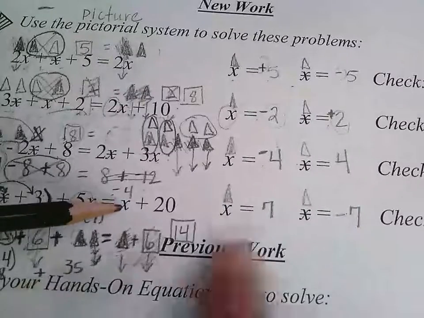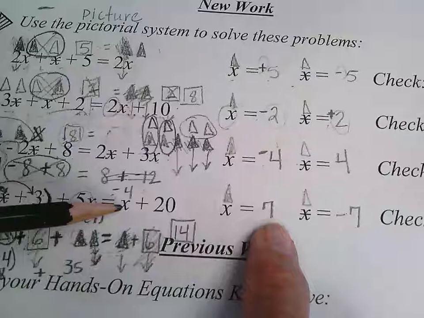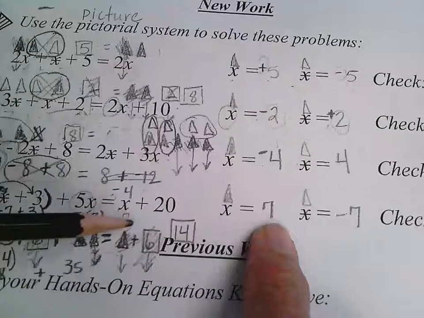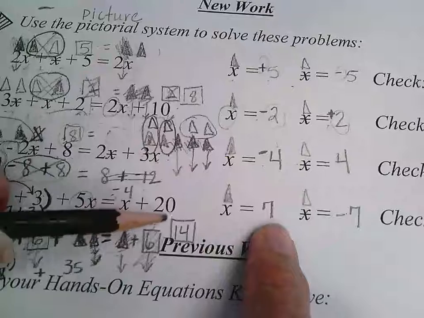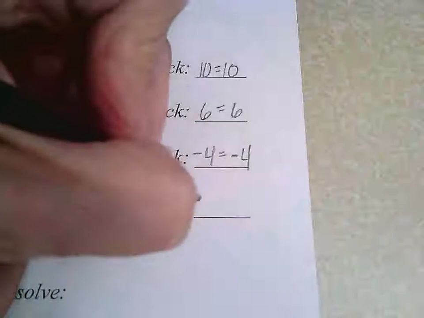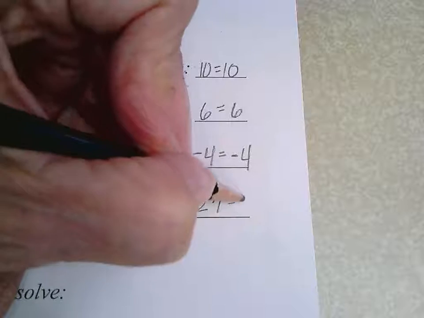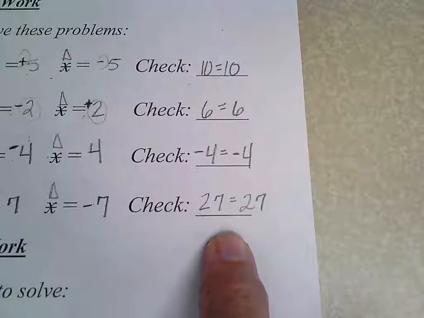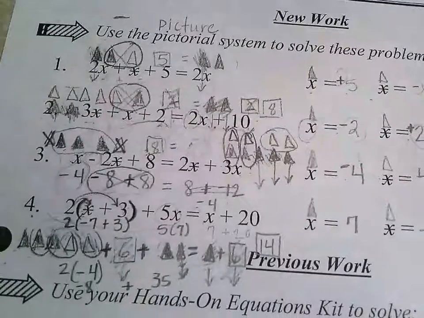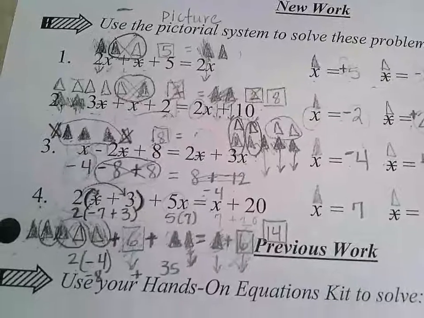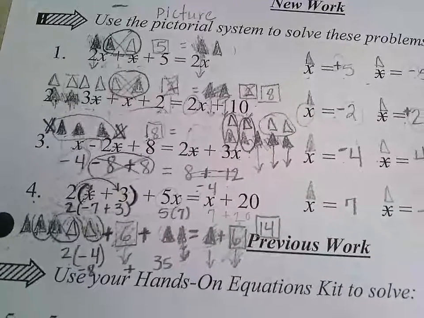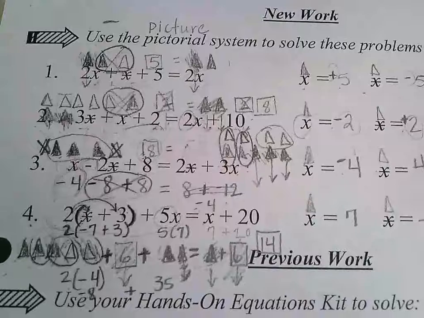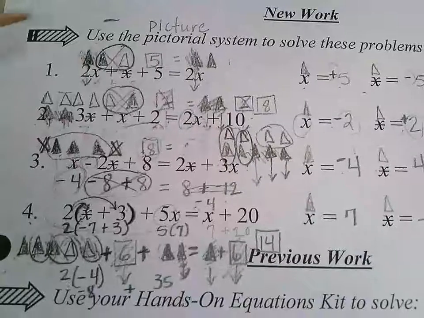Well, when I look on this side, I have x is equal to 7, and 7 plus 20 is 27. That side was certainly easier to figure out than the first side. So my check for this one is 27 equals 27. Drawing these out in picture form is a good skill to have. The only thing I would say is this probably should have been done on a blank sheet of paper.